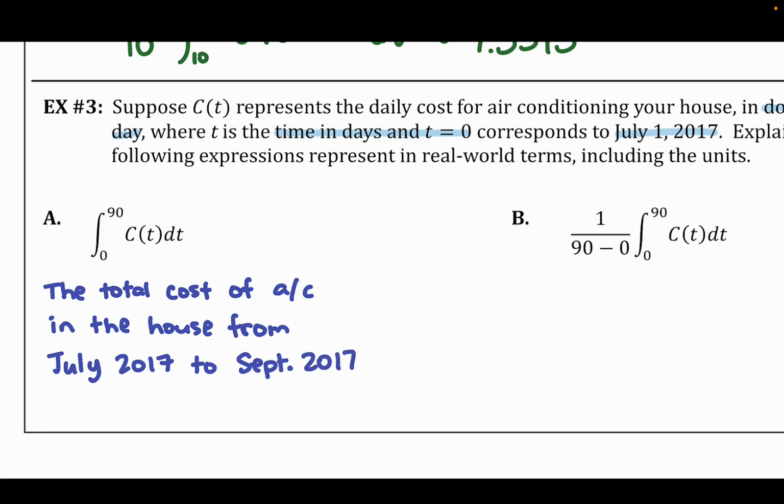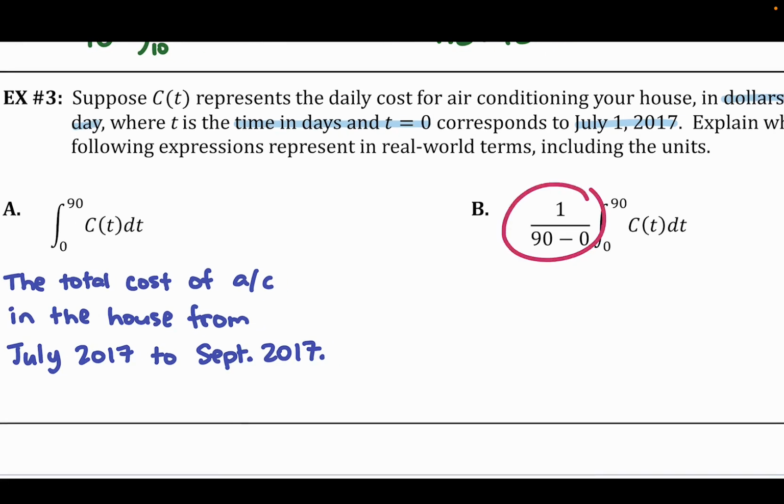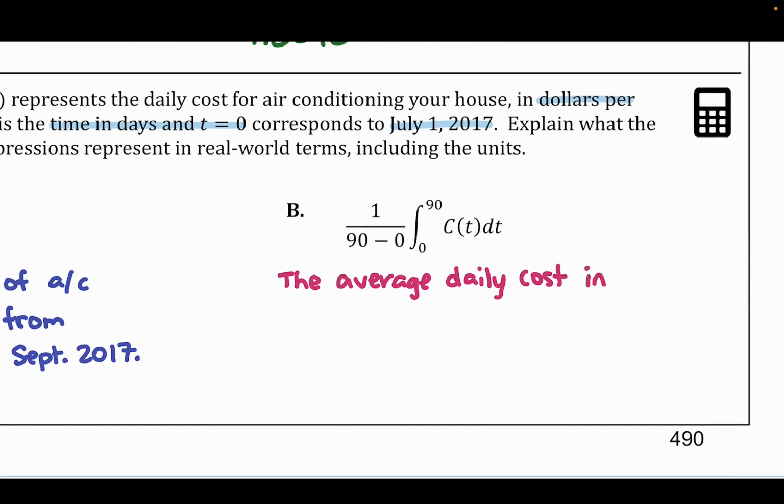So then when we put that 1 over 90 minus 0, we're taking the average. This is the average daily cost, because we're dividing by the number of days right here. So the average daily cost, specifically in dollars per day, to cool the house between, again, July to September.